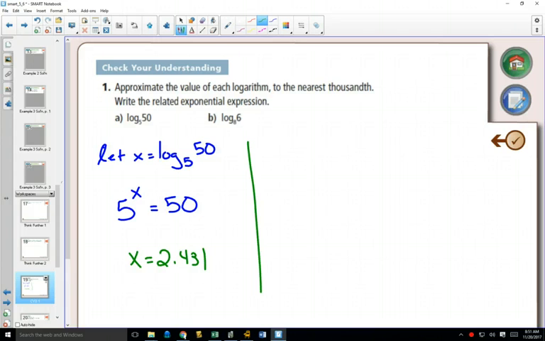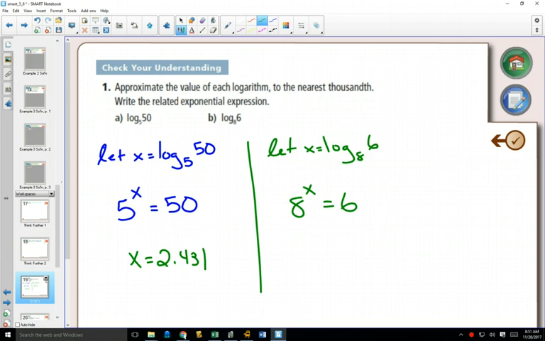Same thing for the second one, log 8 of 6. If we let x equal log base 8 of 6, that means 8 to what power is 6? What should this one be between? What two whole numbers? 0 and 1, because 8 to the 1 is 8, and 8 to the 0 is 1.